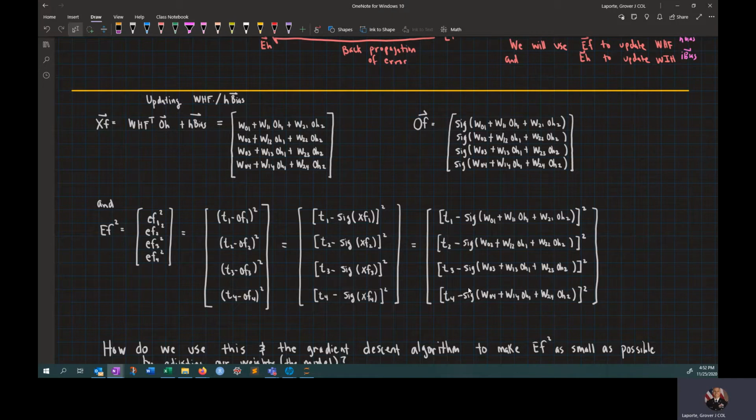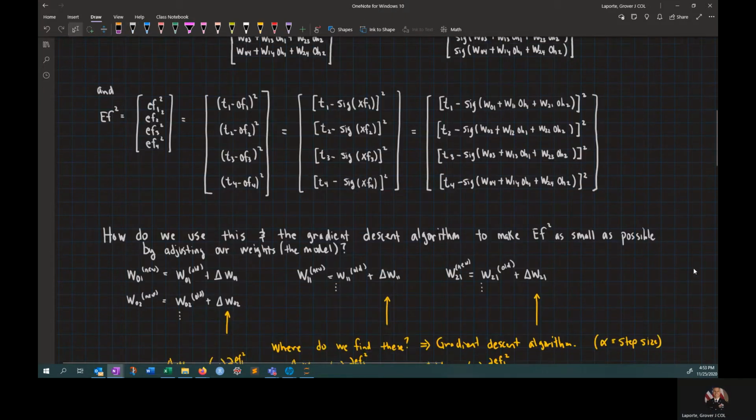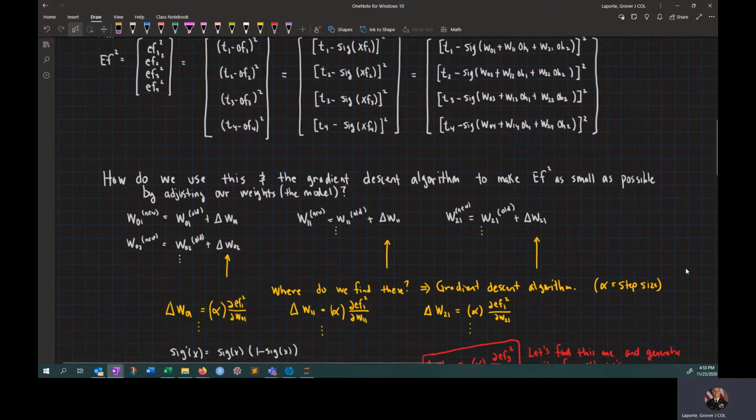So now what we need is the partial derivative. So why did I square that? Because we want negative numbers to come into play here. So we actually want to make the distance of the error as small as possible. So how do we use the gradient descent algorithm to make EF squared as small as possible?